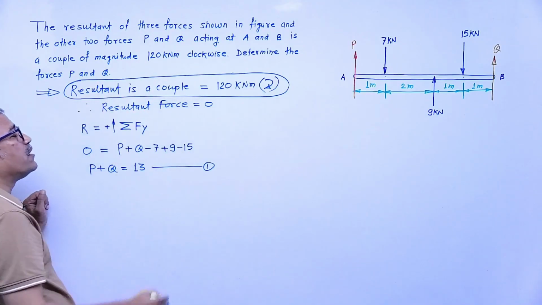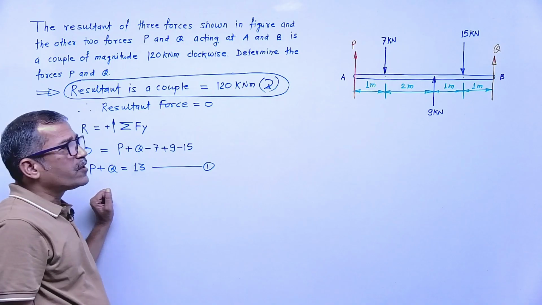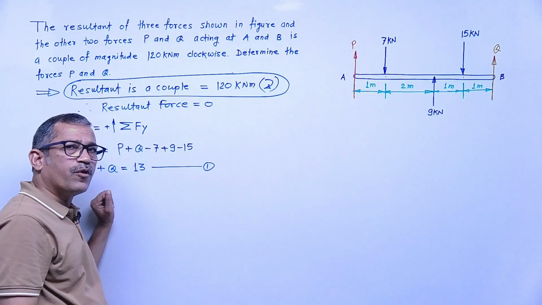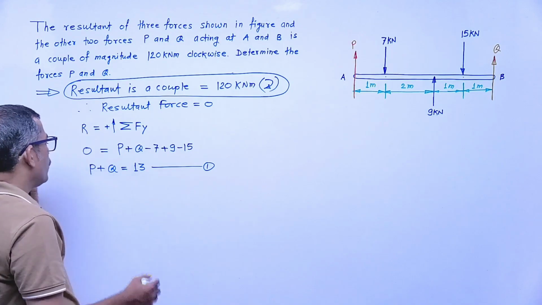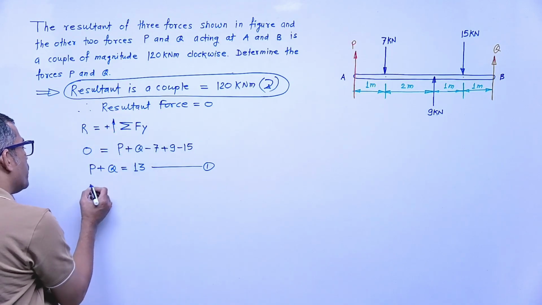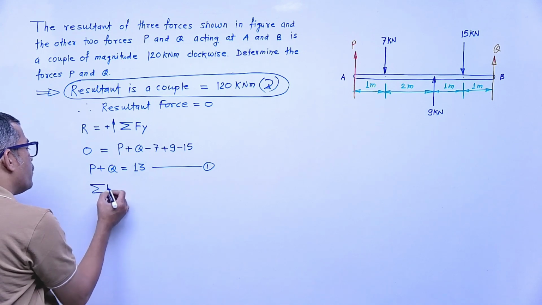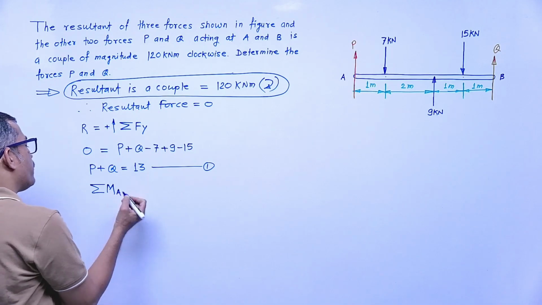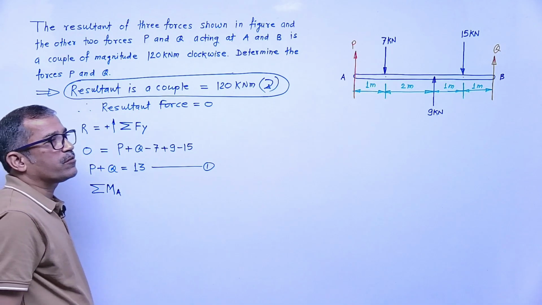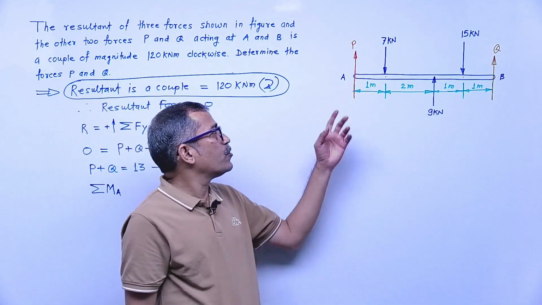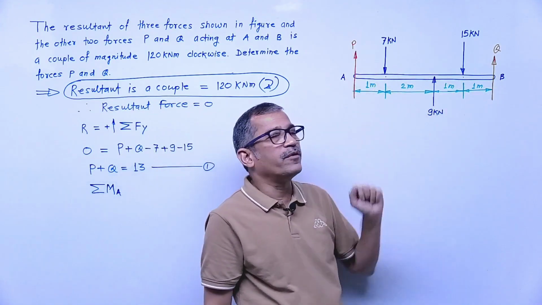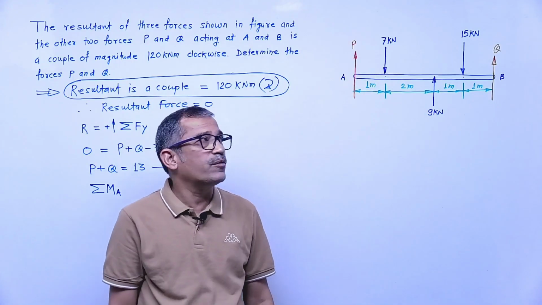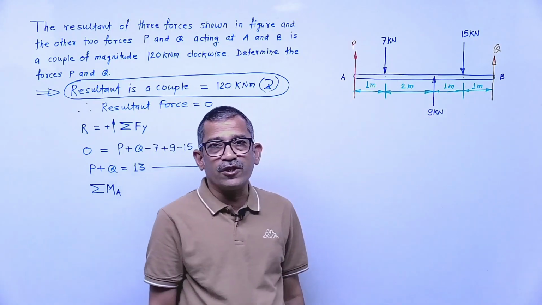A resultant couple means what? Sum of moments of all the forces about any point on the body. So resultant couple means summation of moments, say of all the forces about say point A. You are free to select the moment center anywhere. But mostly about A or about B, if we take, advantage is what? About A, moment of P becomes 0. So in the equation we will get only one unknown, Q.